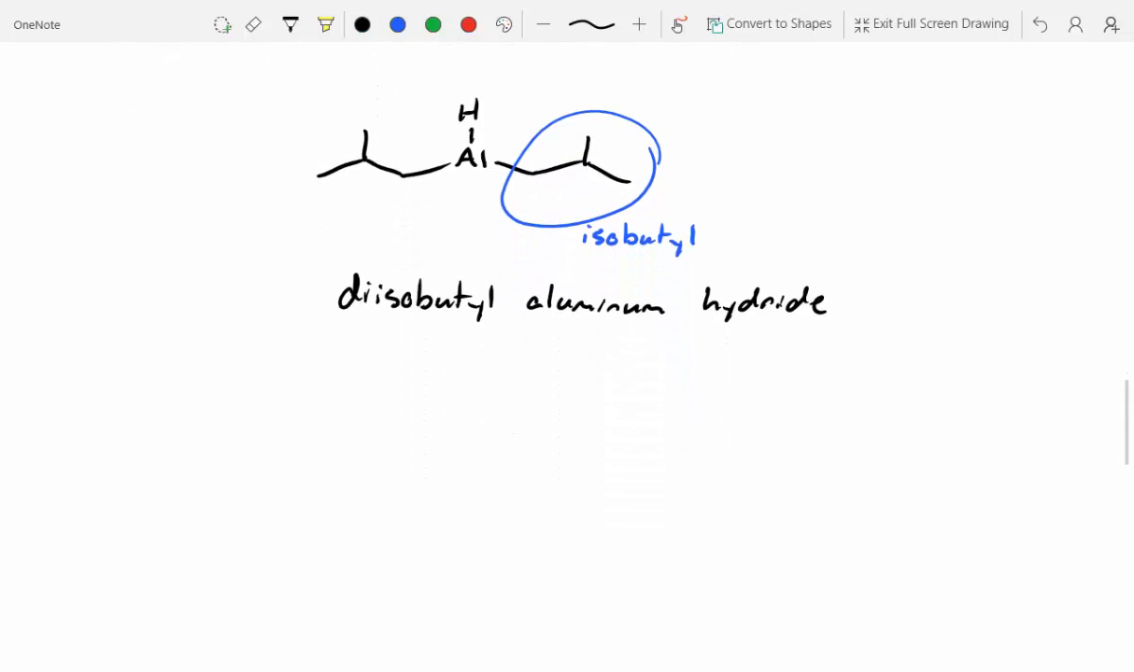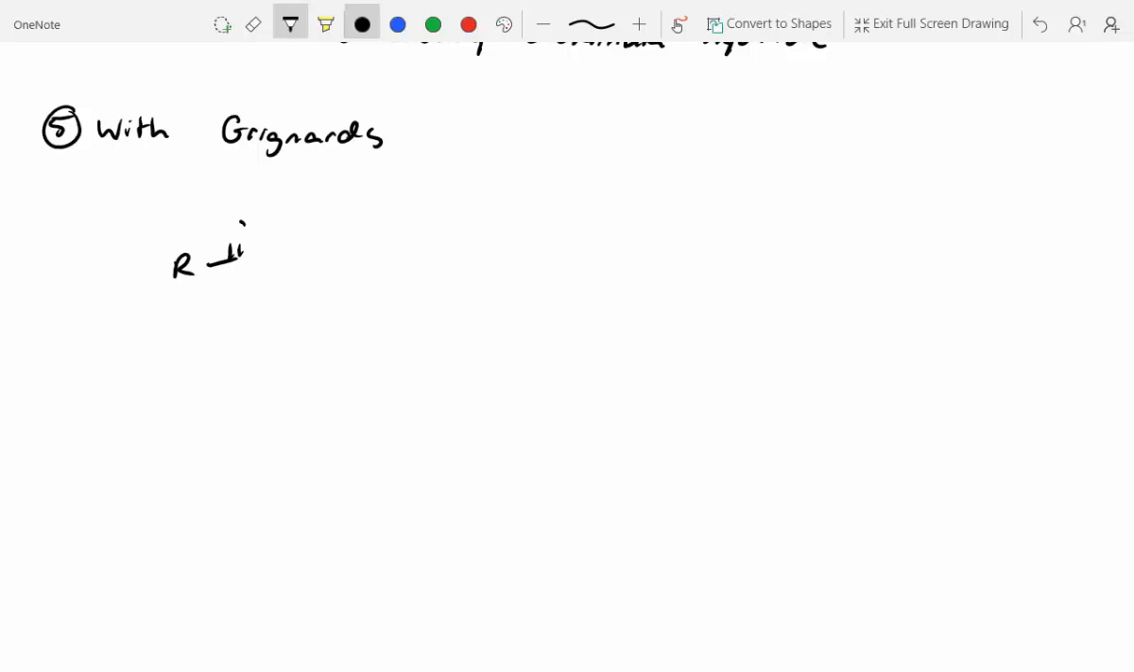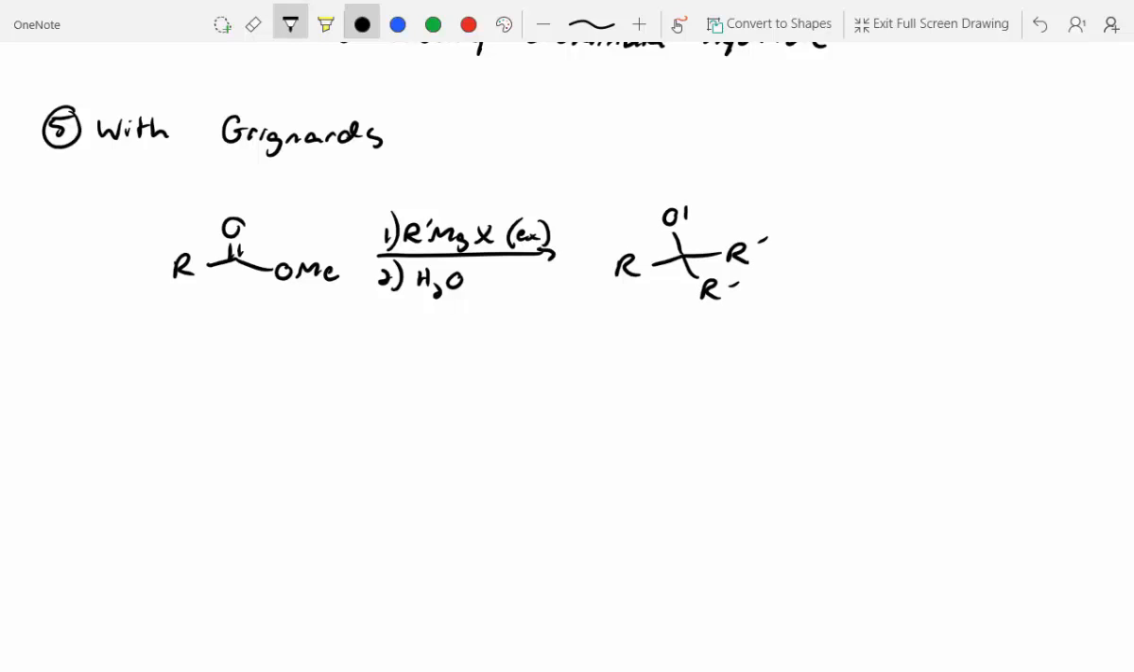All right, the last reaction is with Grignards. So let's say we take our ester. I'll just use a methyl ester. And we slam this with Grignard reagents. Will the Grignard reagent add in once or multiple times? Multiple times. It's really hard to control it adding in only once. We'll quench this with water, and we can use this to form our tertiary alcohol. Not super exciting, but synthetically useful.